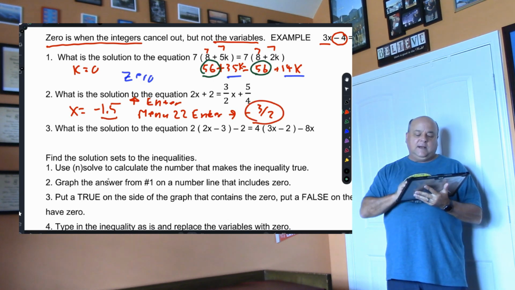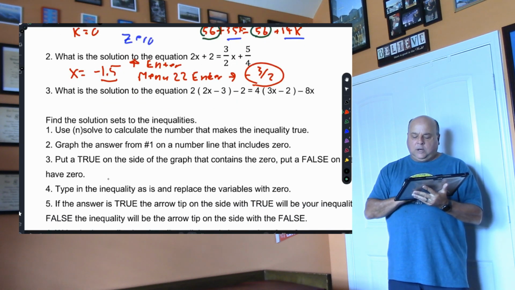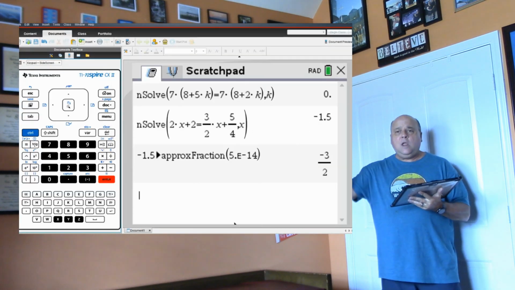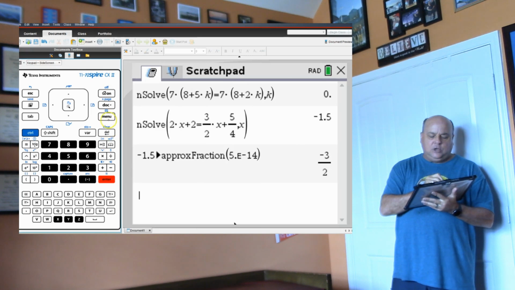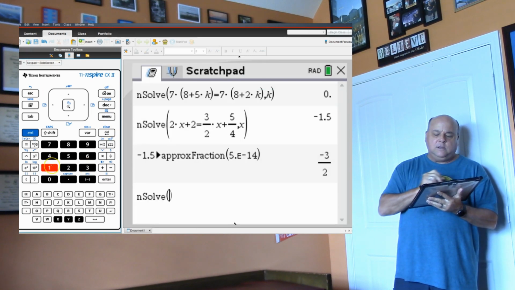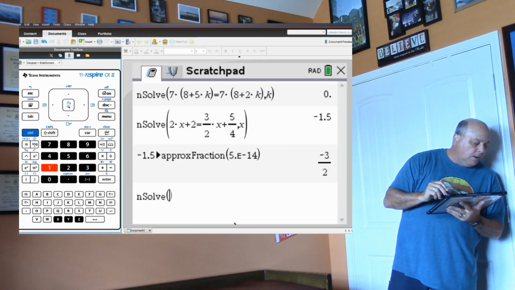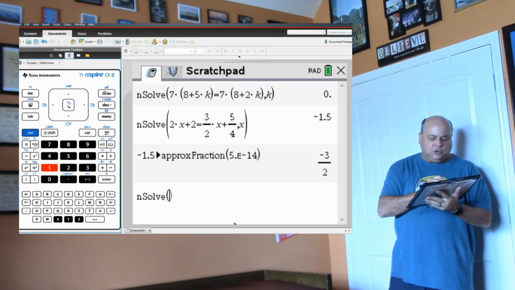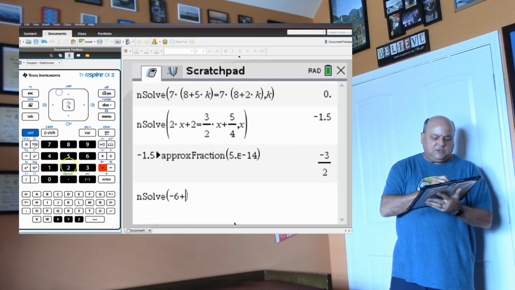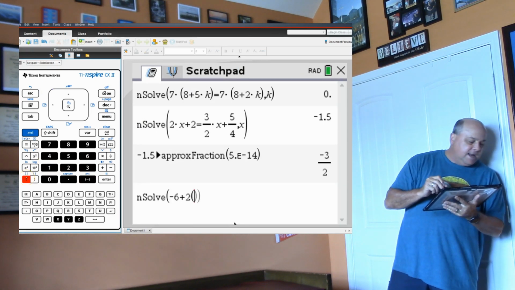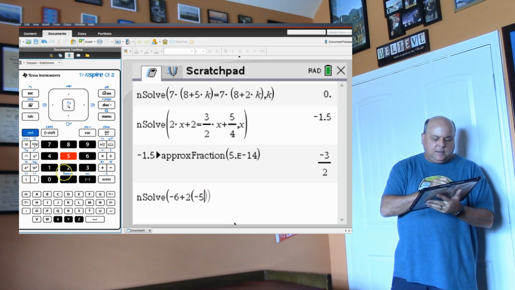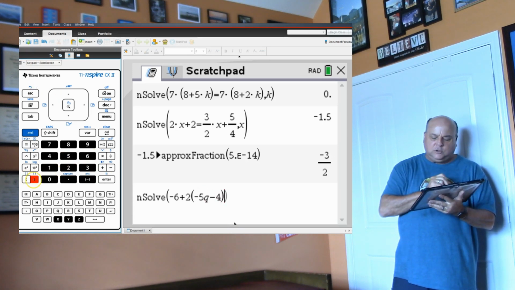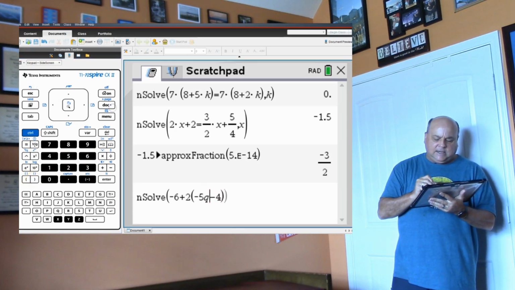Let's go to the next one, number 3. We're going to go to our calculator. Again, menu 3, 1, or menu algebra numerical solve, and then just type in the problem. Negative 6 plus 2 parentheses, then negative 5x minus 4, close parentheses, and I need an x there, not a q.